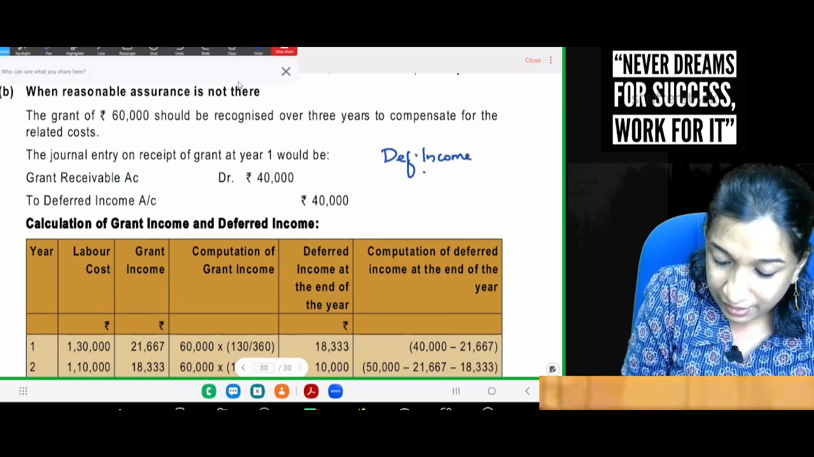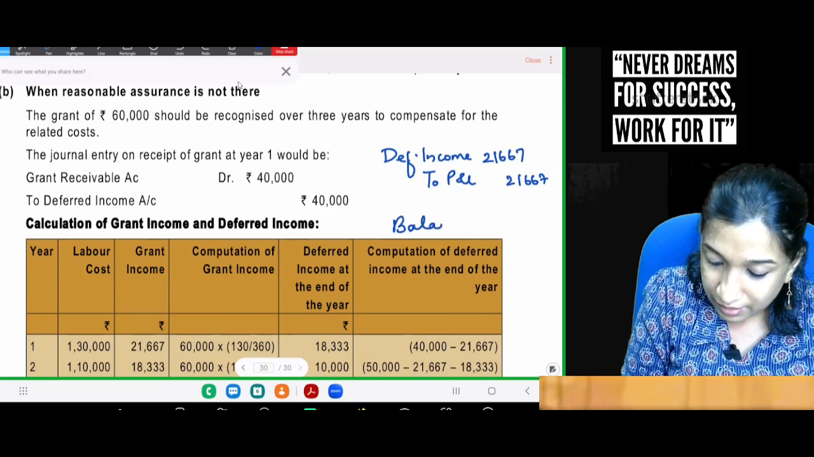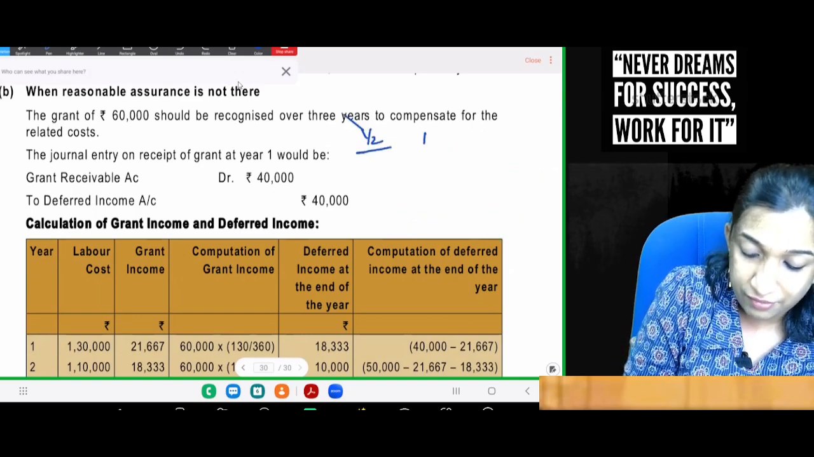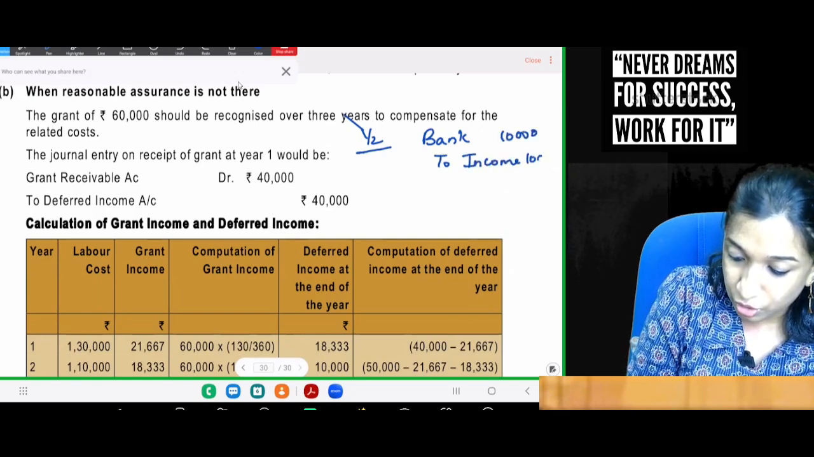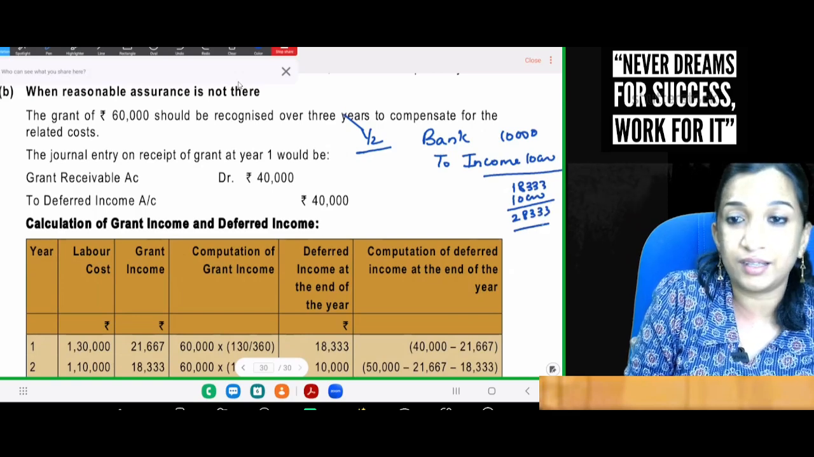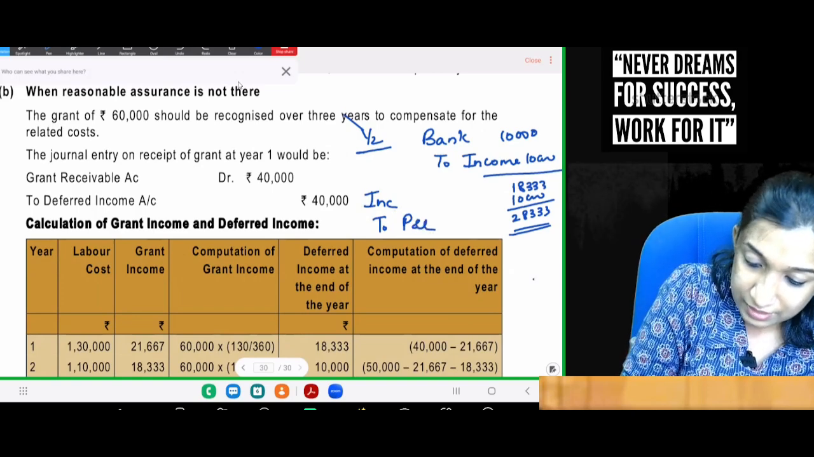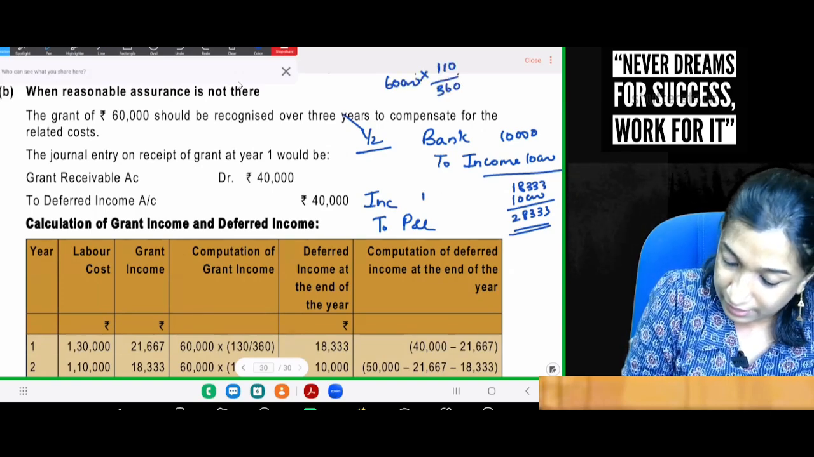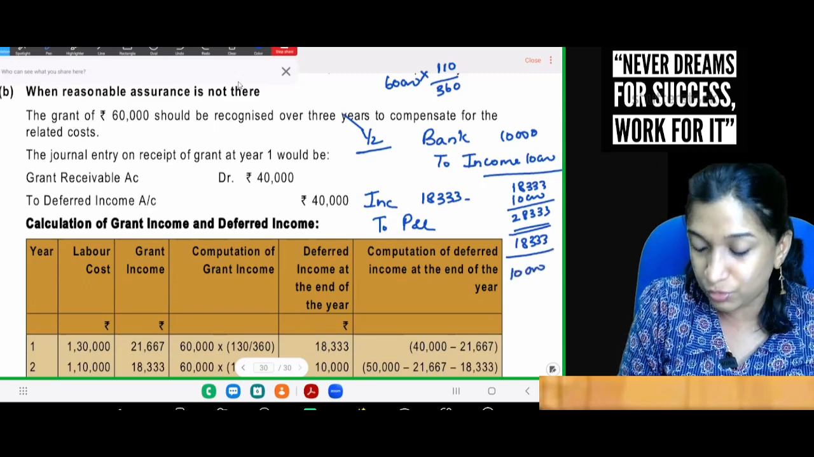Then to P&L 21,667 itself, so the balance is 18,333. In year 2 you again receive 10,000, so your total balance is 18,333 plus 10,000, which is 28,333. And income to P&L you recognize only 60,000 into 110 by 360, which is 18,333. So the balance of 10,000 remains.